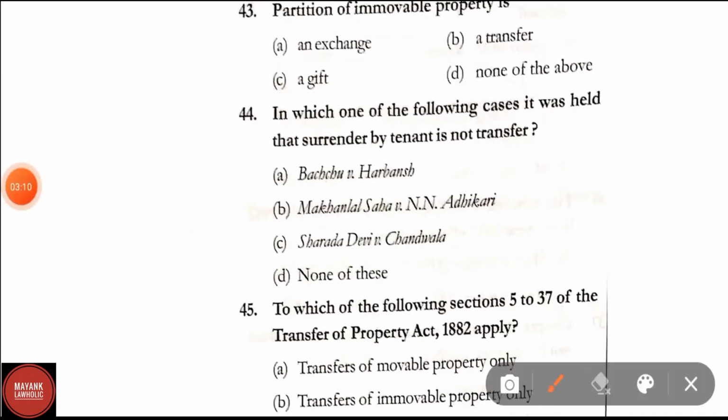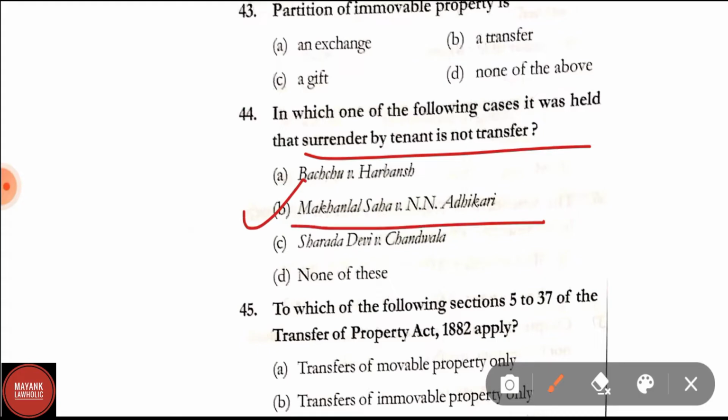Question number 44. In which one of the following cases was it held that surrender by tenant is not transfer? Bachchu versus Hanvansh, Makhanlal Sahu versus NN Adhikari, Sharda Devi versus Chandwala, none of these. Correct answer is option B, that is Makhanlal Sahu versus NN Adhikari. In this case, it was held that surrender by tenant is not transfer.